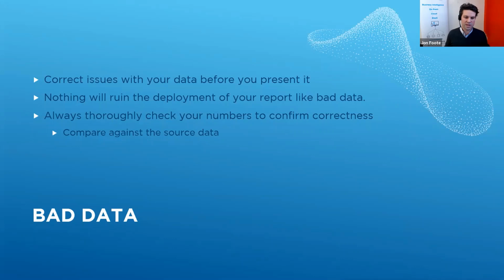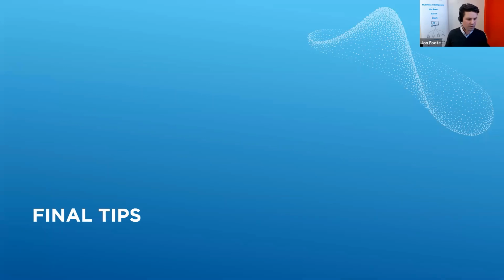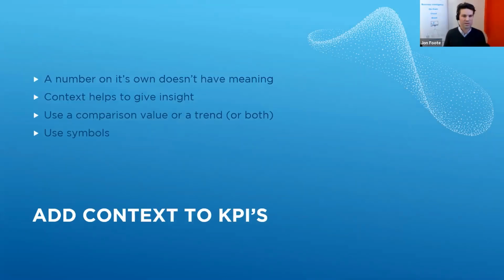So compare against the data source. Do something in Excel just to compare specific numbers and make sure that you've got those correct. So some final tips, some good things to do. Adding context to KPIs. Really important, because numbers are numbers, right? Sometimes just seeing a number doesn't actually mean anything unless it has context. So make sure you're giving context to your KPIs.